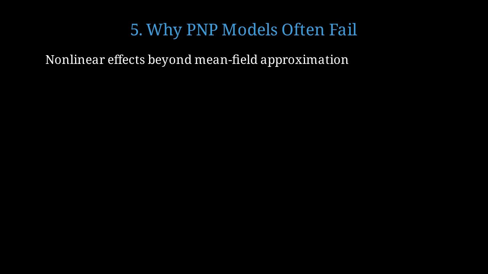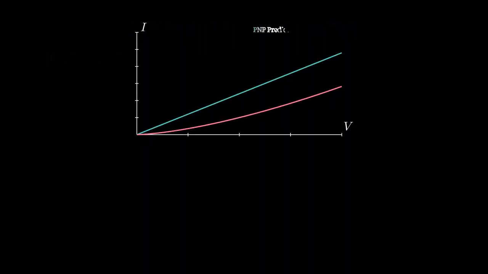Now here's where things get interesting. The simple PNP model often fails to predict real behavior accurately. The PNP framework is a mean field theory that assumes ions don't interact except through the average electric field, but real systems show strong nonlinear effects. Experimental current voltage curves often deviate significantly from PNP predictions, showing different slopes and nonlinear behavior.